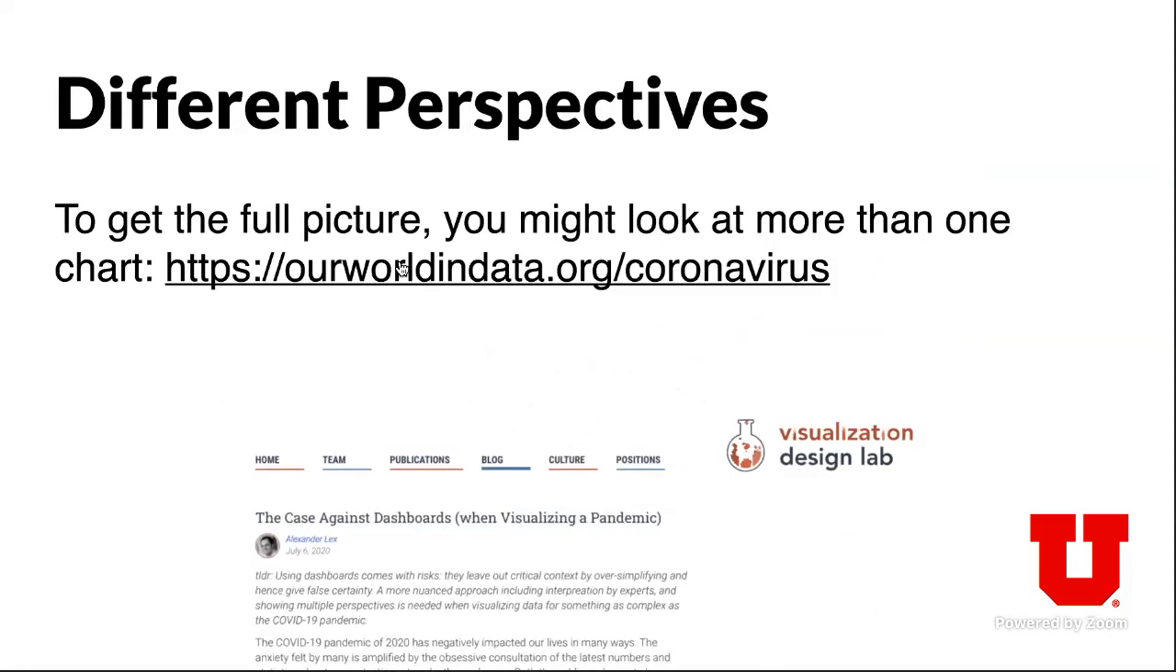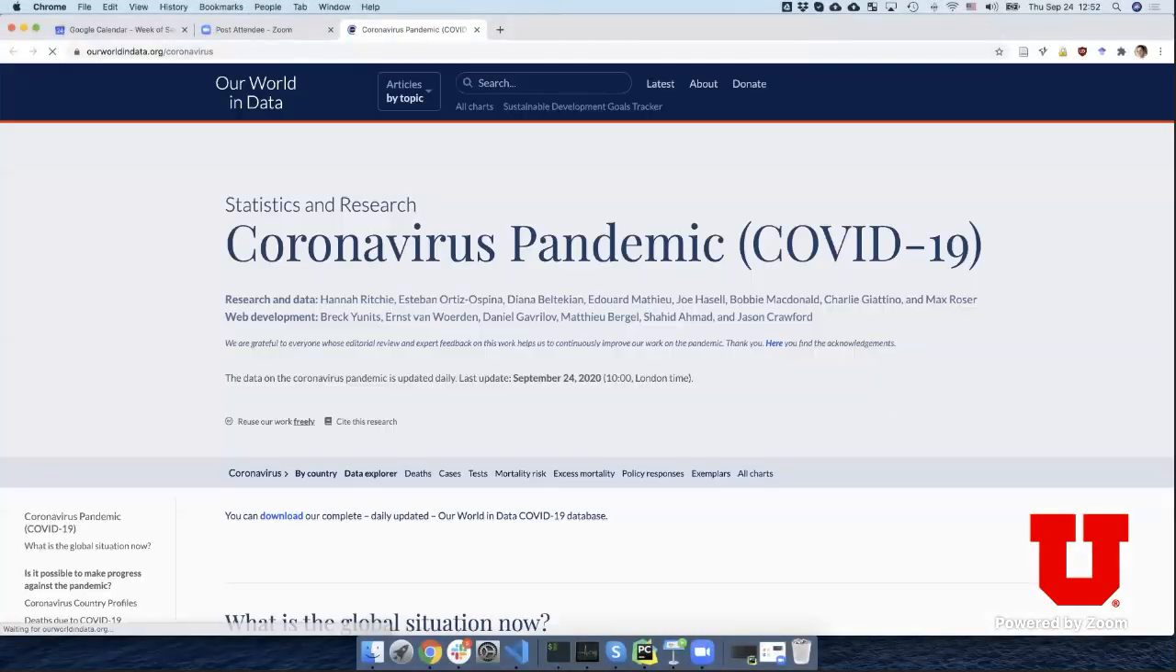And so really what you need, if you have a complex data analysis problem such as understanding a pandemic, is to get the full picture. You might need to look at more than one chart, and you might also want to provide some context. I actually wrote a blog post in July about why dashboards that simplify things so much are not a great thing in a pandemic. And I'll put the link in the slides. The slides are already on your website. But I want to show this particular website here.